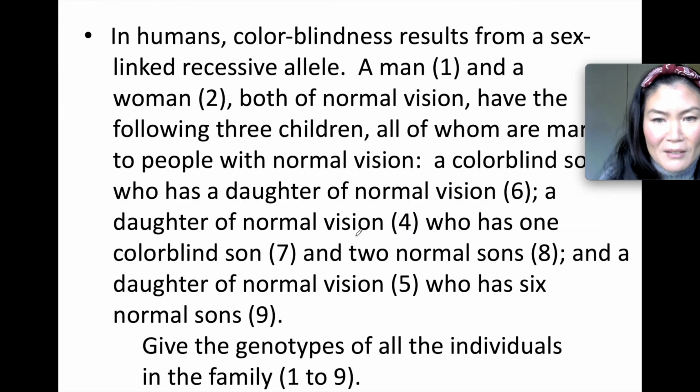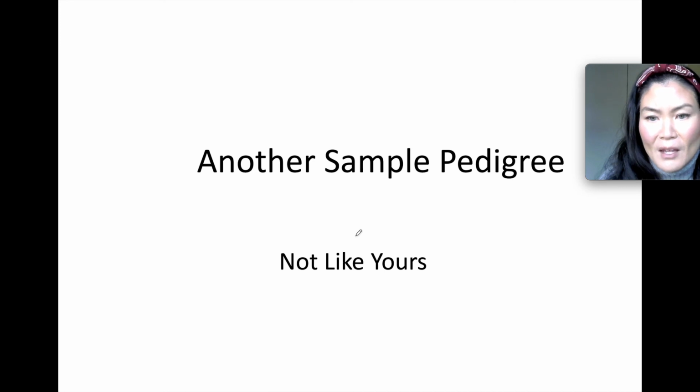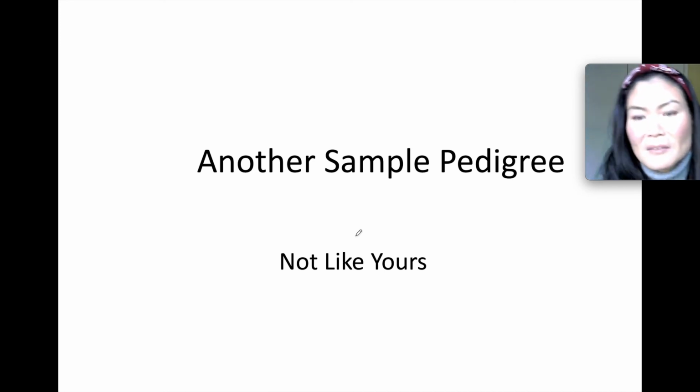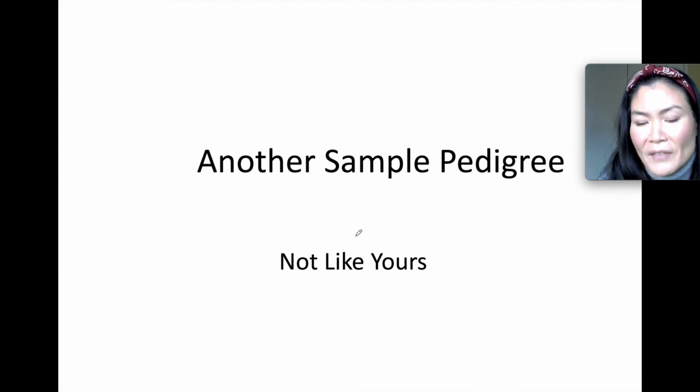Okay, we're going to skip that. There's no way that we're going to do that one. Okay, and then here's a very interesting pedigree. I wonder if you guys are going to get to this. And this is definitely not a pedigree like your own. I wonder if I should just save this for class. I might just save this for class.